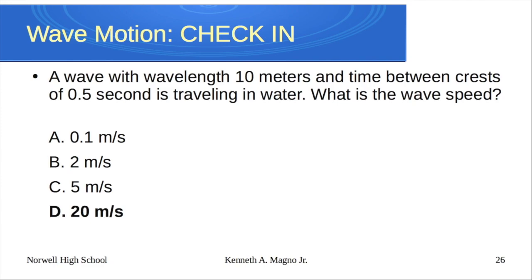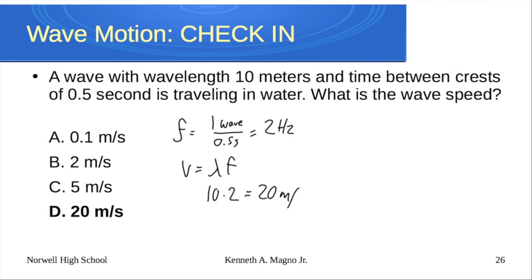And the answer is 20 meters per second. We get that because the frequency would be 1 wave or cycle in a half a second, so that's 2 hertz. And v is equal to lambda times f. Our lambda is 10, our frequency is 2. So that gives us 20 meters per second.